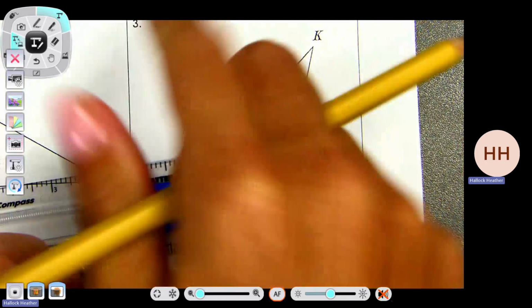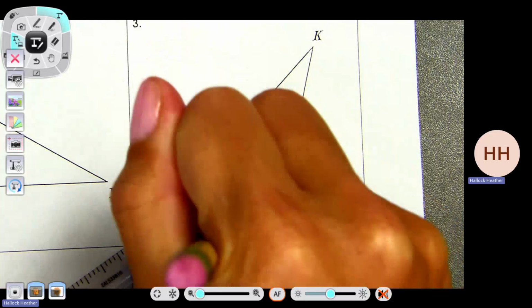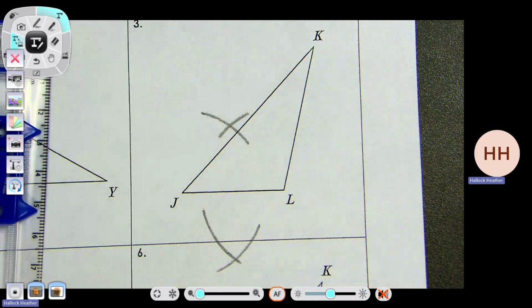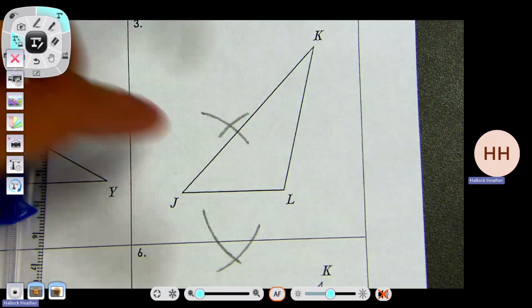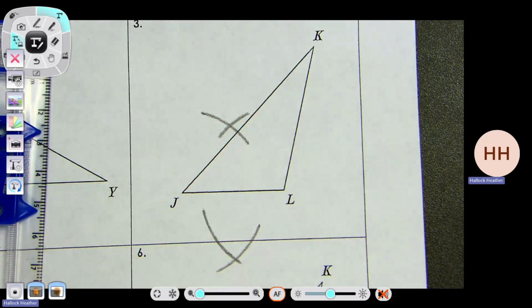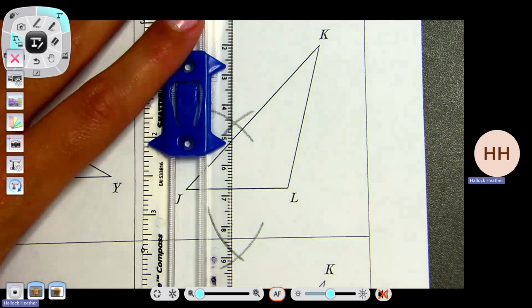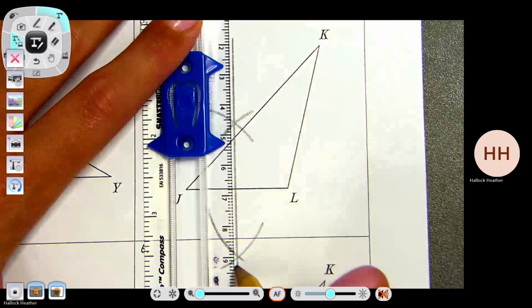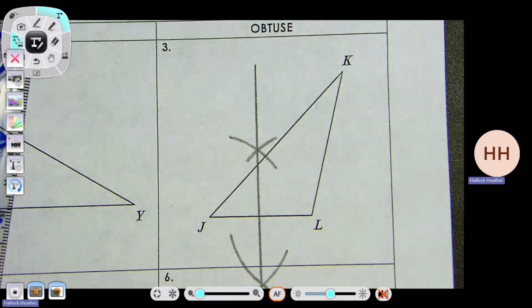They should intersect. Some of your intersections might be inside the triangle. Some might be outside the triangle. Some might literally fall on what looks like to be the hypotenuse, but it's not the hypotenuse. That's not a right triangle. But anyways, where your X's meet, you're going to draw the line. Make sure your line is long. So draw a long line.